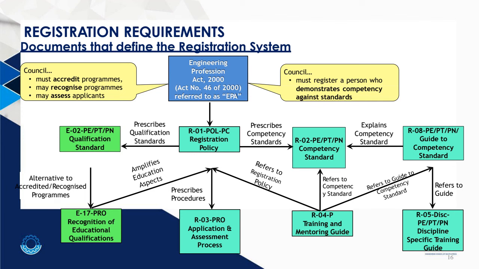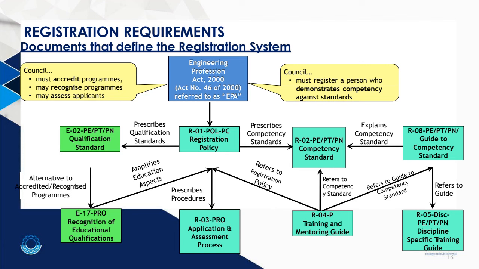This slide shows the requirements with regards to the documents that ECSA uses in terms of registration. As we spoke, everything stems from the Engineering Profession Act. Let us read what it says here. Council must accredit programs. They've got no choice. May recognize programs that are not accredited. Now it's giving the leeway of may assess applicants. But when it comes on this side, it says council must register a person who demonstrates competency against standards.